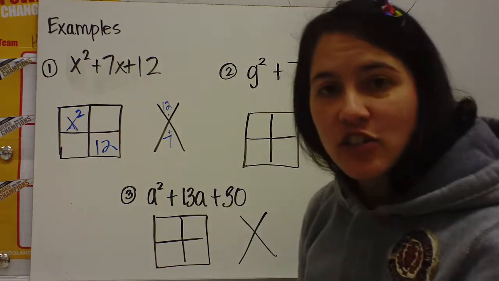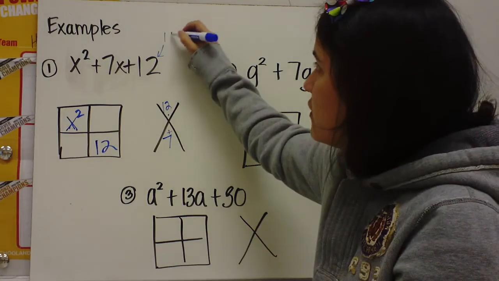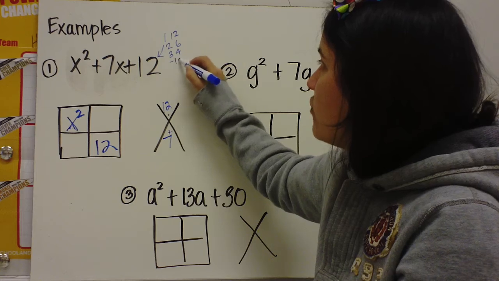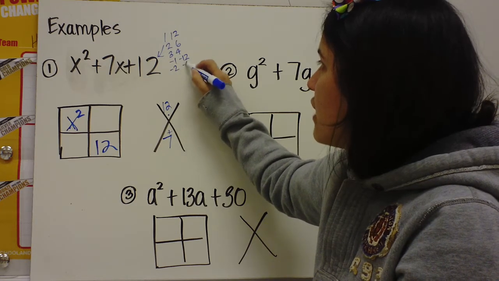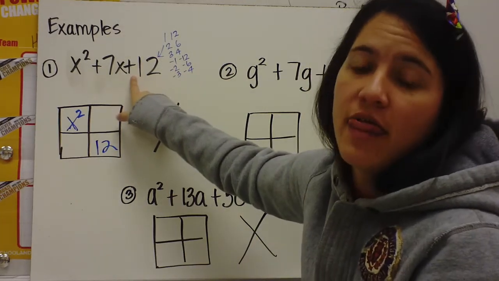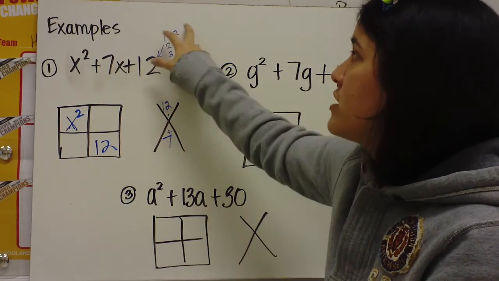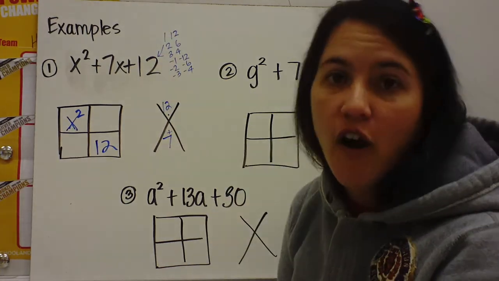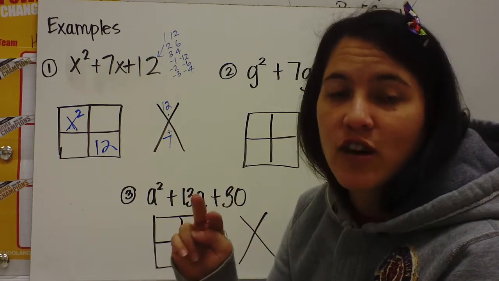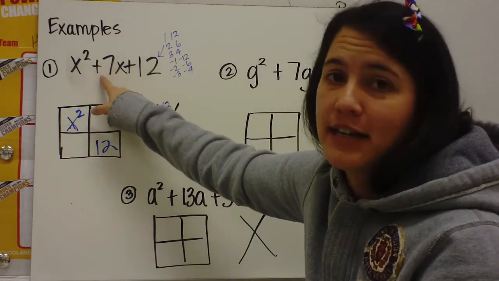We need the factors of 12. The factors of 12. So 1 and 12, 2 and 6, 3 and 4, and then you have the -1, -12, -2, -6, -3, -4. Because this is a positive 12, that means we need numbers that, when you multiply them, are positive 12. So 1 times 12 and -1 times -12. Those are all the factors of 12. What we have to do is find two factors that when you add them, they're going to be 7. And this is a positive 7, not a negative 7.